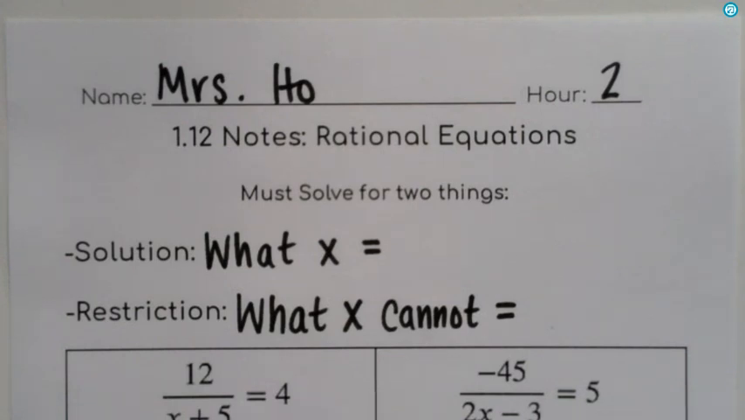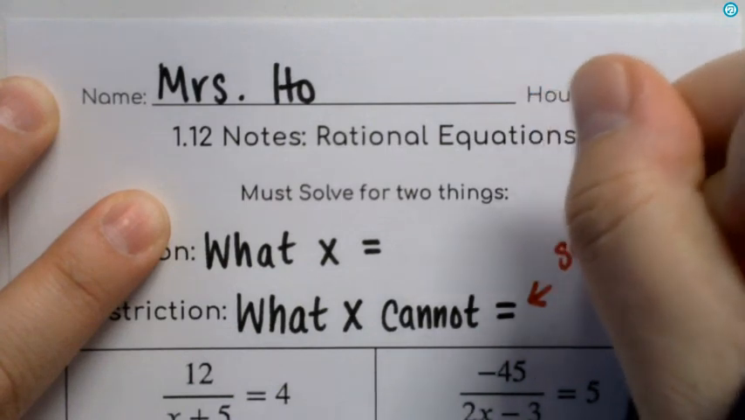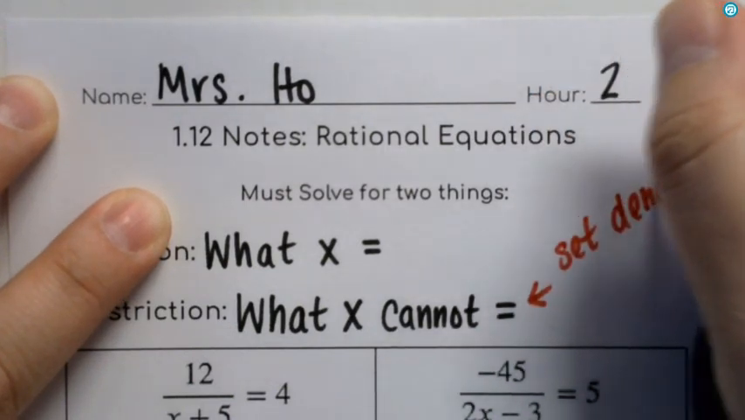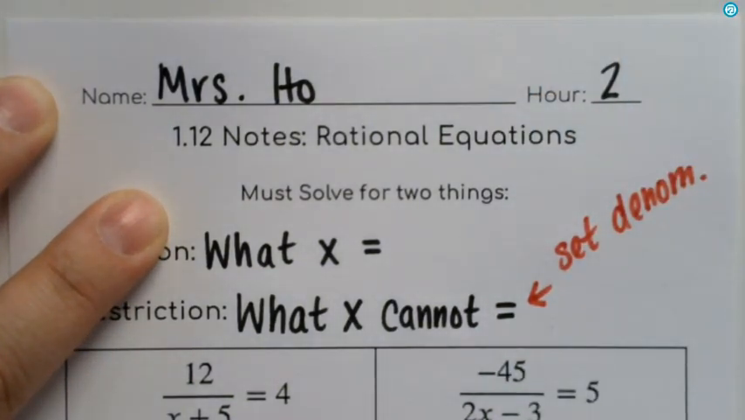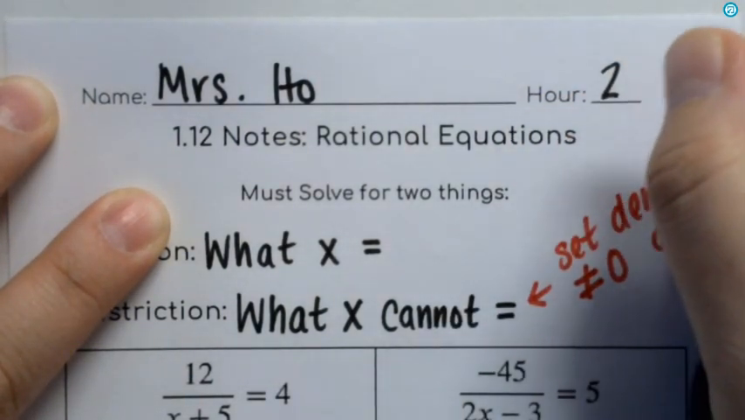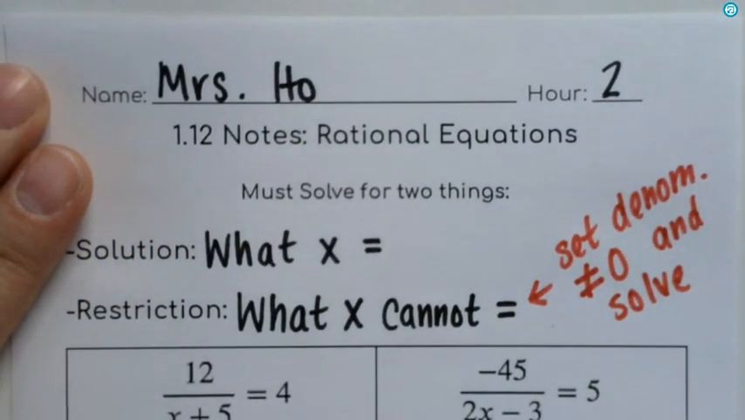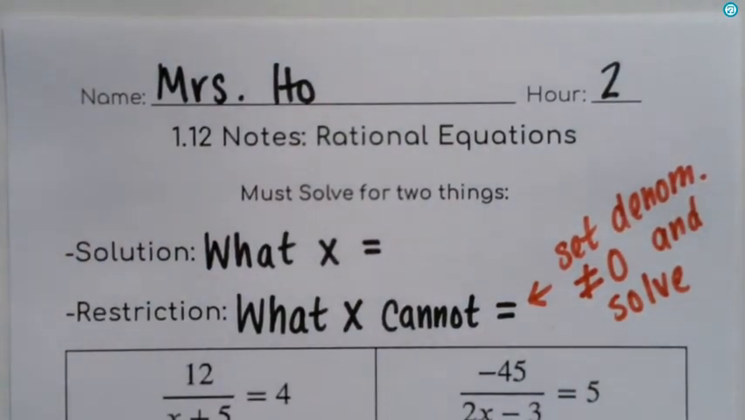Okay, how we solve for what x cannot equal is we are going to set the denominator not equal to 0 and solve. Because our denominators cannot be equal to 0, because we cannot have a 0 in the bottom of a fraction, because we can't divide by 0, and fractions are division.